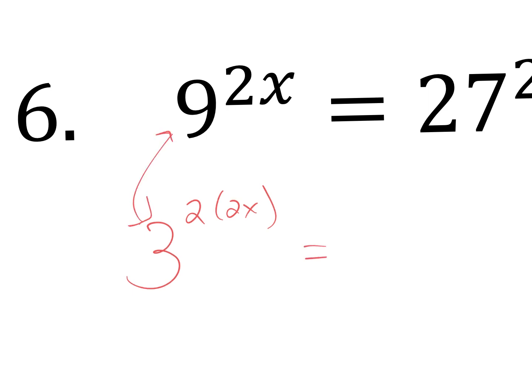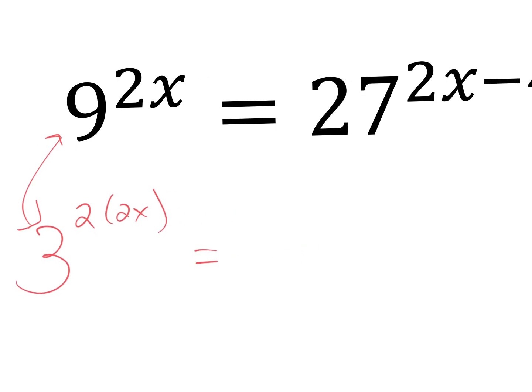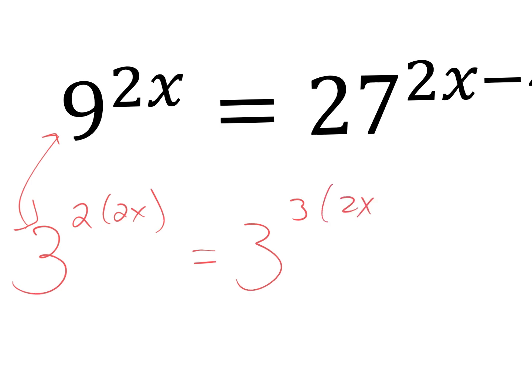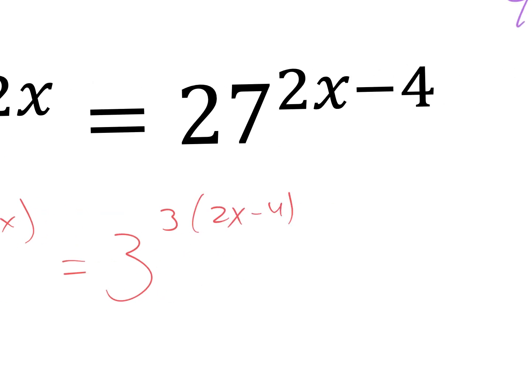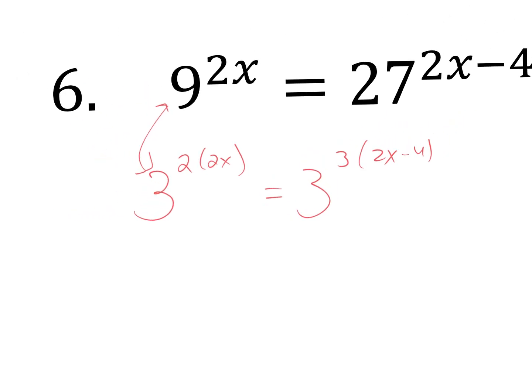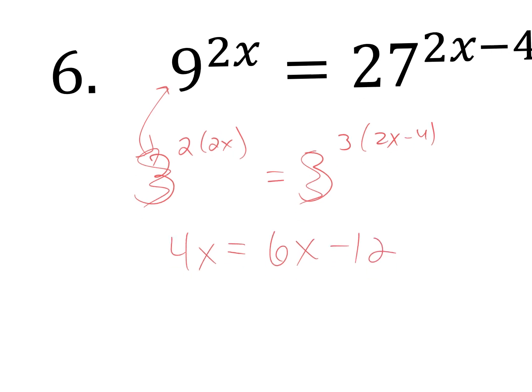So on the right-hand side, 27. How can I rewrite 27? 3 cubed. 3 to the third power. Okay, that's the same thing. And then I still have my 2x minus 4. Now that the bases are the same, guys, what can we do? You cross them off. And then you just solve. 2 times 2x is 4x. 3 times 2 is going to give me 6x minus 12, right?